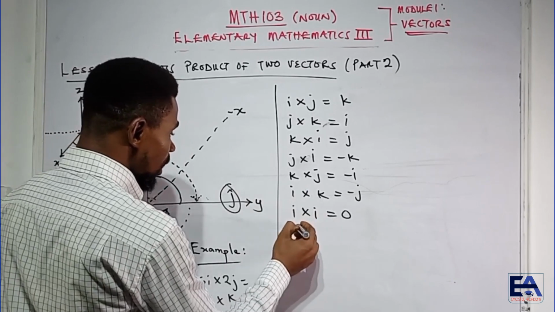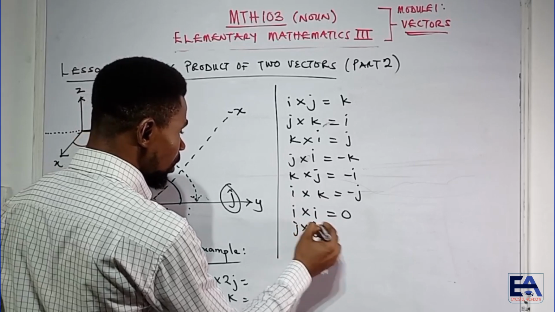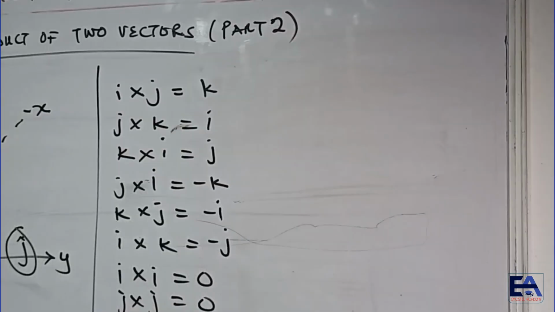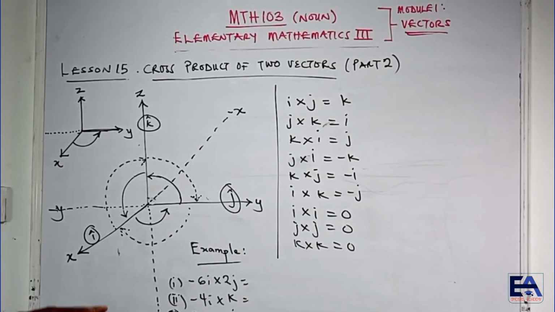Equal vectors, j crossing j gives 0, and k crossing k also gives us 0. I believe you understand the scope. So we want to apply that knowledge to solve this question that we have here.